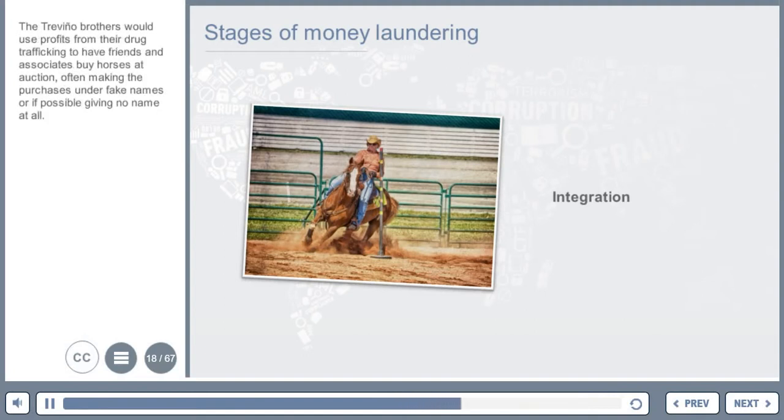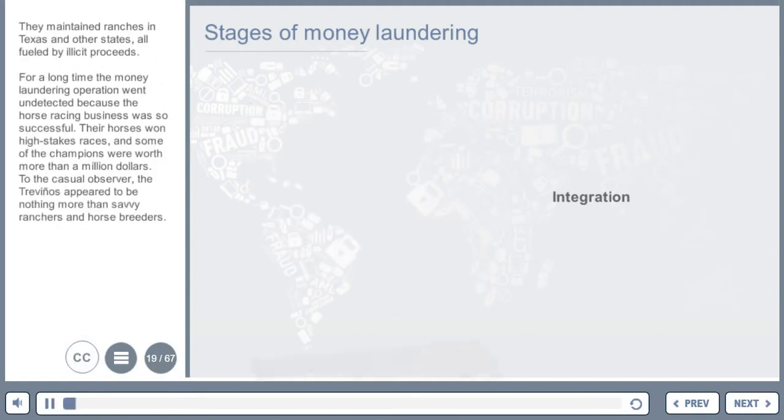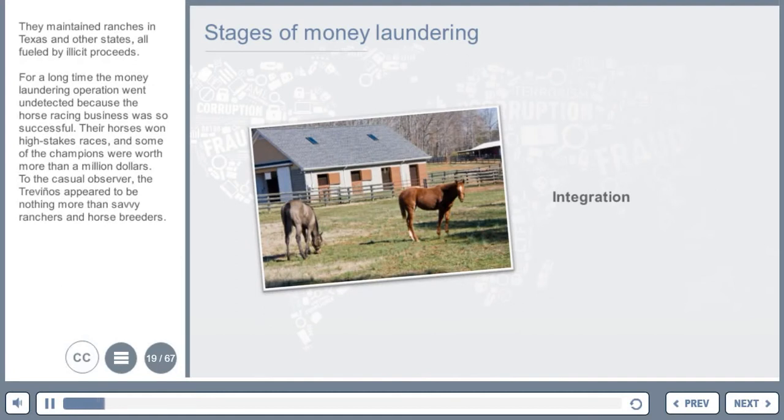The Trevino brothers would use profits from their drug trafficking to have friends and associates buy horses at auction, often making the purchases under fake names, or if possible, giving no name at all. They maintained ranches in Texas and other states, all fueled by illicit proceeds. For a long time, the money laundering operation went undetected because the horse racing business was so successful. Their horses won high-stakes races, and some of the champions were worth more than $1 million. To the casual observer, the Trevinos appeared to be nothing more than savvy ranchers and horse breeders.